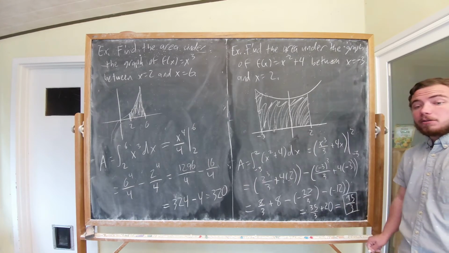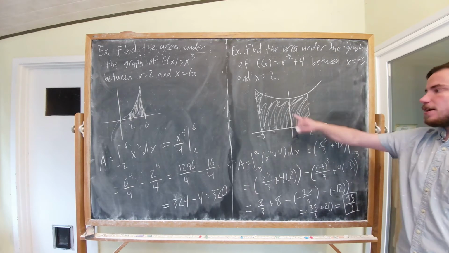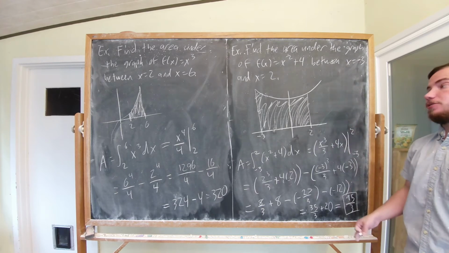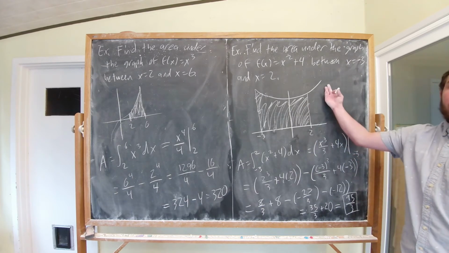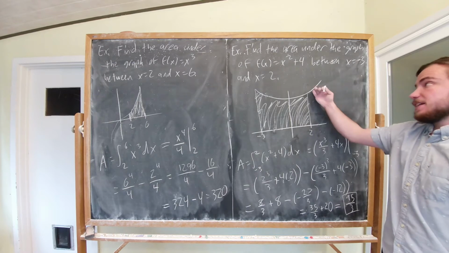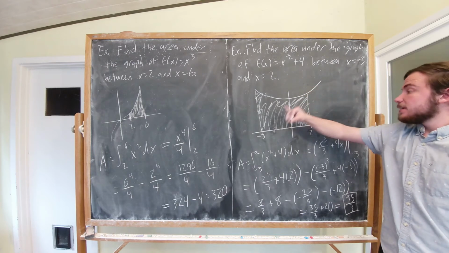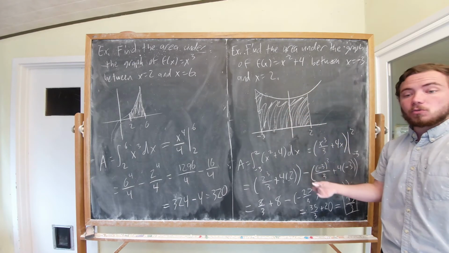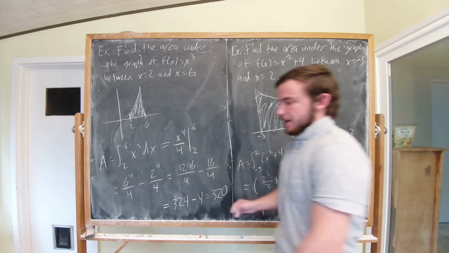95 over 3, what? What units? Technically there are none. We're working in math world where there are no units. But I could slap units onto this curve as soon as I wanted. If I said this curve was measuring something in feet, then this would have area of feet squared. Simple as that.